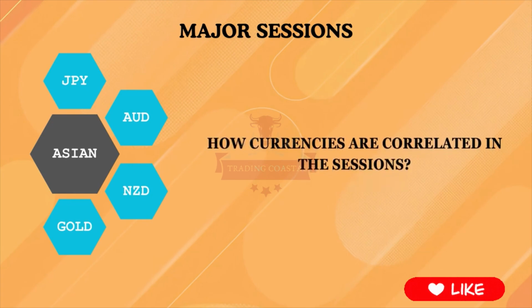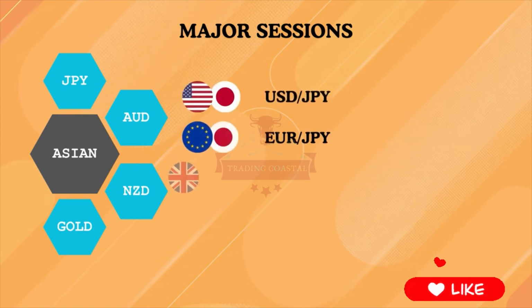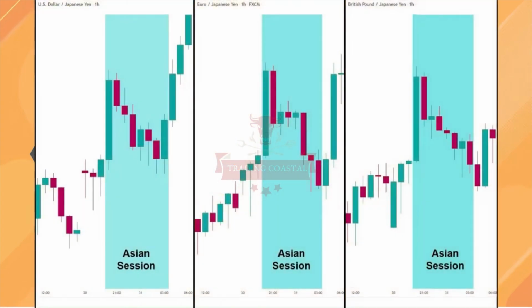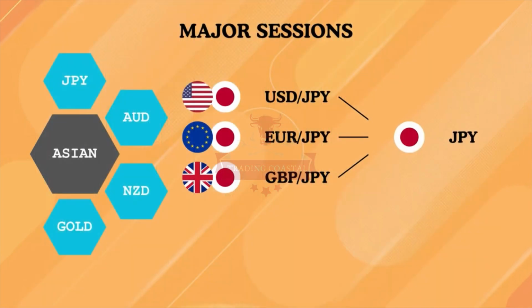Another important point is how currencies are correlated in different sessions. If you look at the dollar yen, euro yen, and pound yen in the Asian session, you will notice that they all move in the same direction. The reason is that in all of these pairs, only the yen is the currency being actively traded in the Asian session, so their movement is influenced by the yen only.